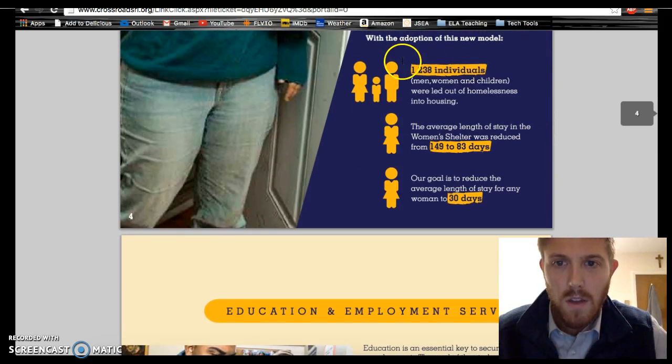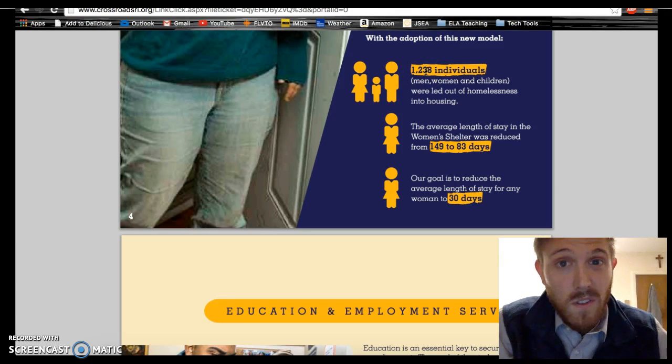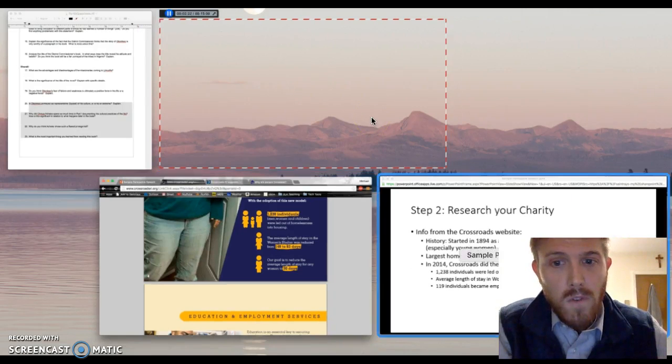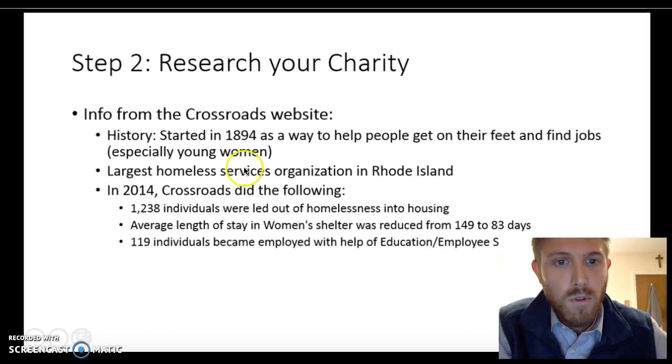Last year, they helped 1,238 people find housing. That sounds like a good statistic that I'm going to use later on. So as you're gathering your research, you put it all together and say, this is going to come in handy in one of my paragraphs.